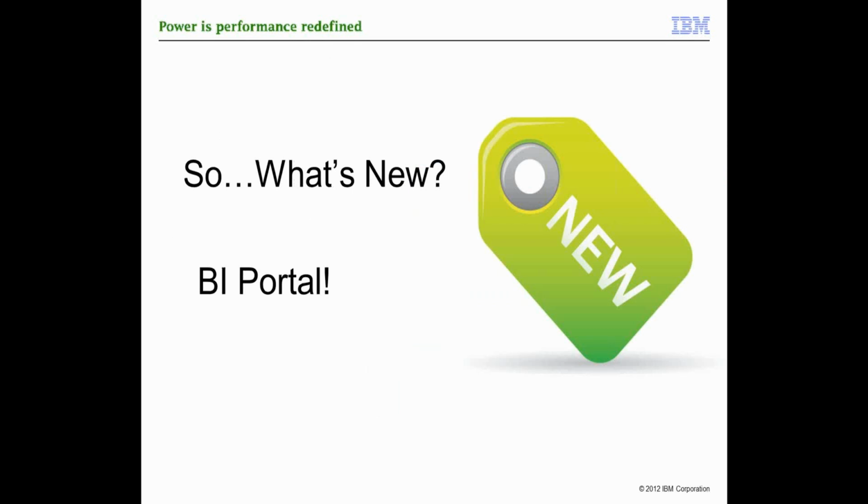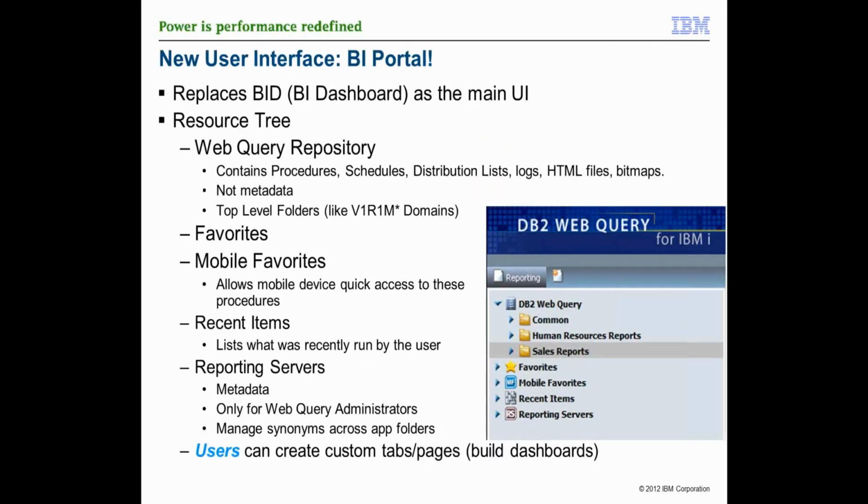Okay, so what else is new? Our BI portal is new. What do I mean by that? Well, in versions 1.1.1 and 1.1.2, we had something called the BI dashboard as the main user interface. So you would open a web browser, go to a specific URL, enter your IBM I user profile and password, and you would see a nice interface where you could select your reports and run them. We have a similar approach in 2.1, but we call it our BI portal. So we have a similar resource tree, where you have top-level folders and you create your content, your reports and graphs underneath those top-level folders, just as you did before.